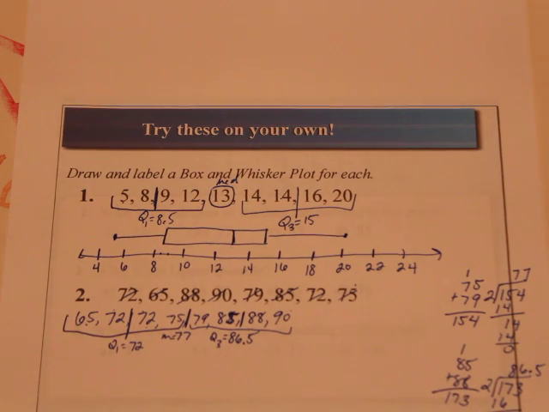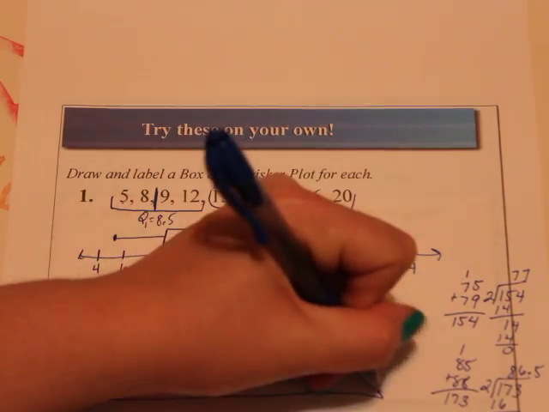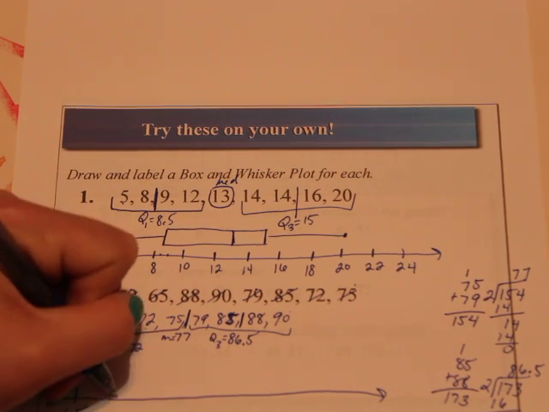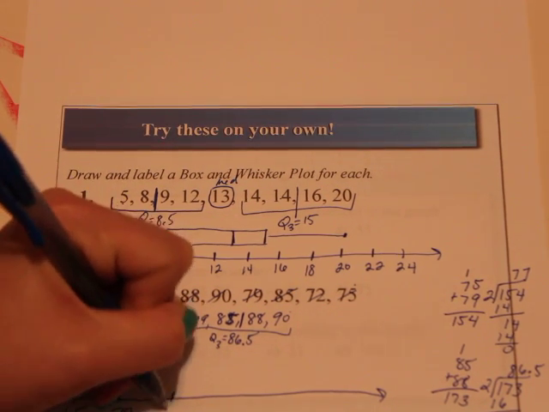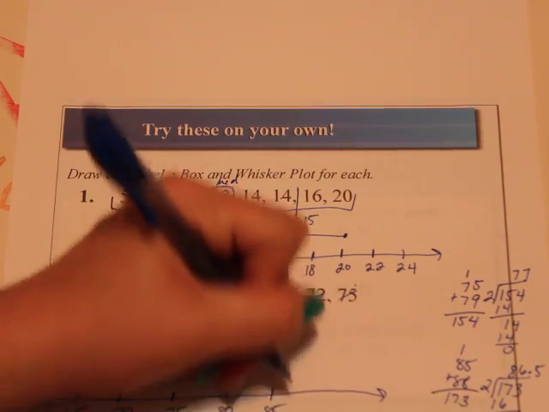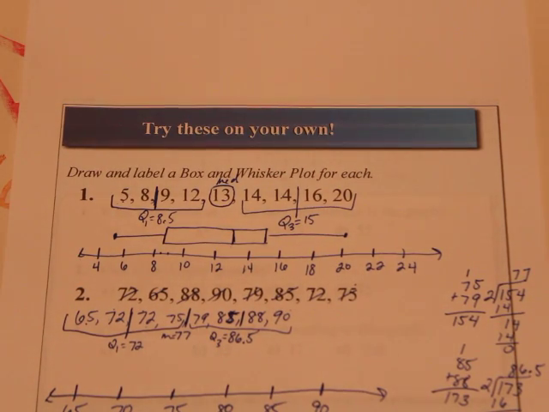Now we can go through and make our number line. It needs to go from 65 to 90. And again, I would probably count this one by 5s, just to make it a little bit more spaced out. So you got 65, 70, 75, 80, 85, and 90.